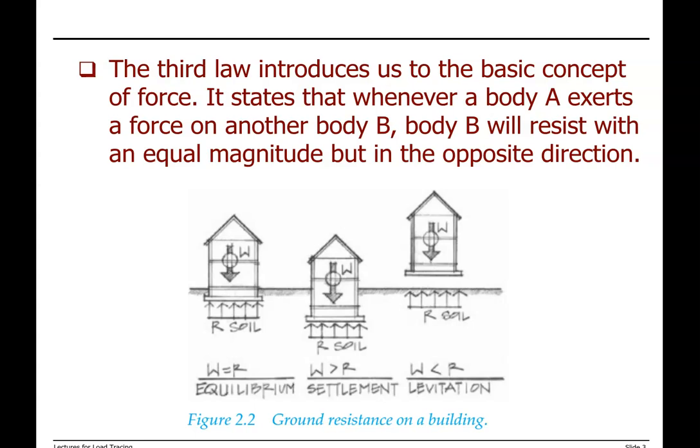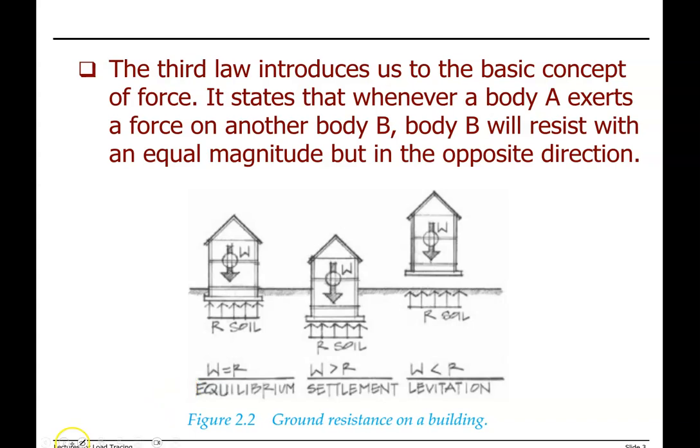The third law also introduces us to the basic concept of force and equilibrium. It states that whenever a body A exerts a force on another body B, body B will resist with an equal magnitude but in the opposite direction. Figure 2 shows ground resistance on a building.